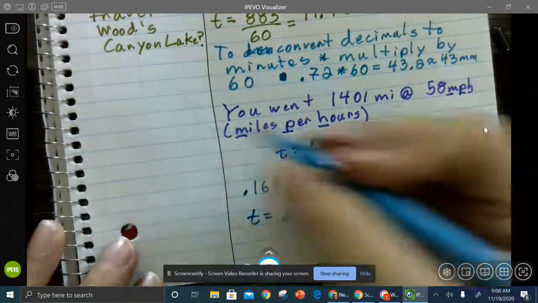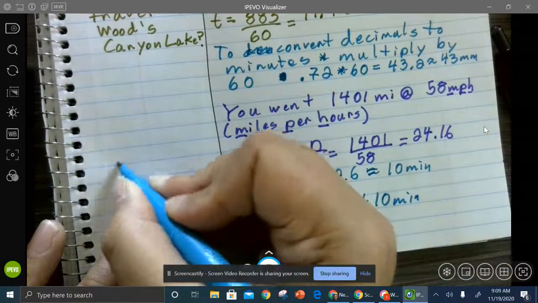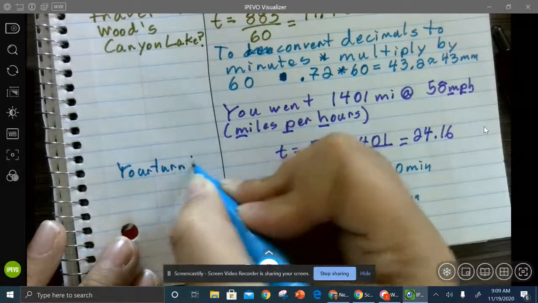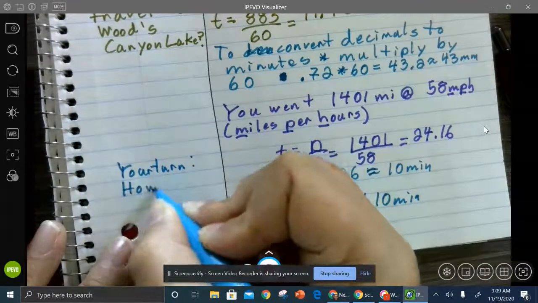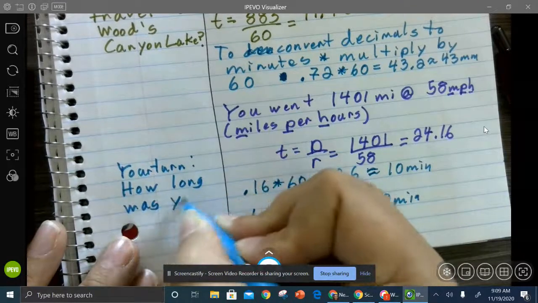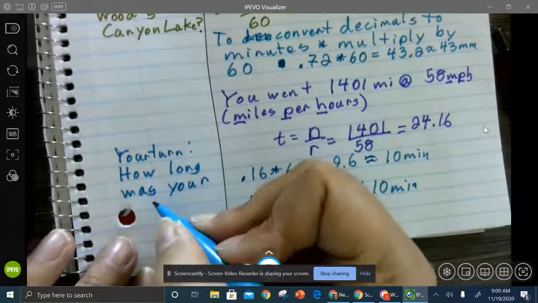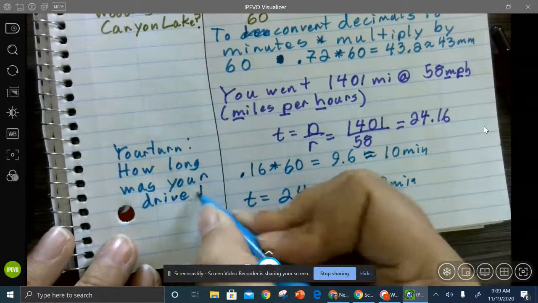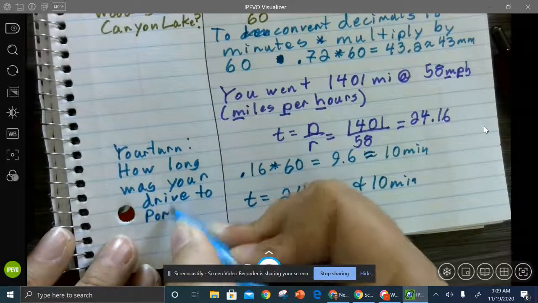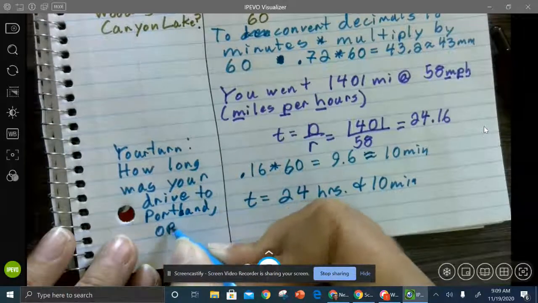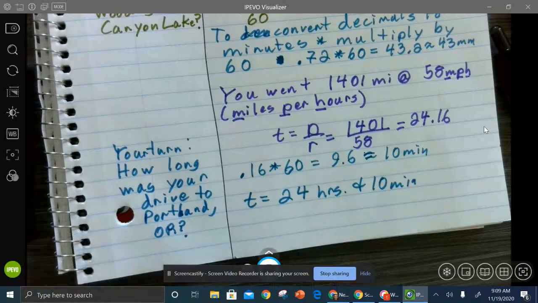So we're driving up to Portland, Oregon. How long was your drive to Portland, Oregon? And y'all know I lived in Washington, so I'm not driving all the way up there. Okay, so we got this one.